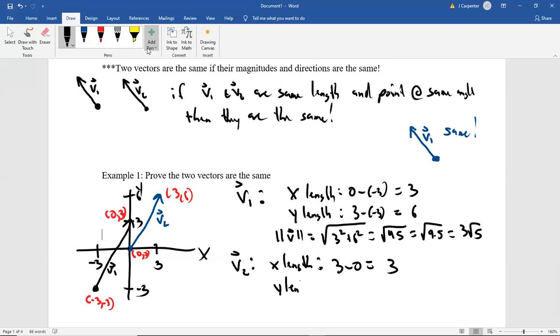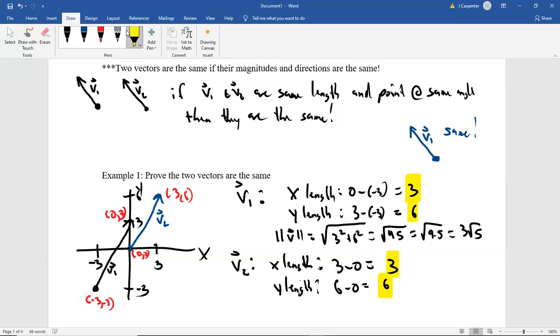The y length, we ended at 6 and we started at 0. So 6 minus 0, which is 6. The fact that the x components match and the y components match, honestly, some teachers would say that actually proves that the vectors are the same. Because if their x and y components match, that means they have the same rise and run, which means they have the same slope, which means they have the same length if the rise and the runs are matching.